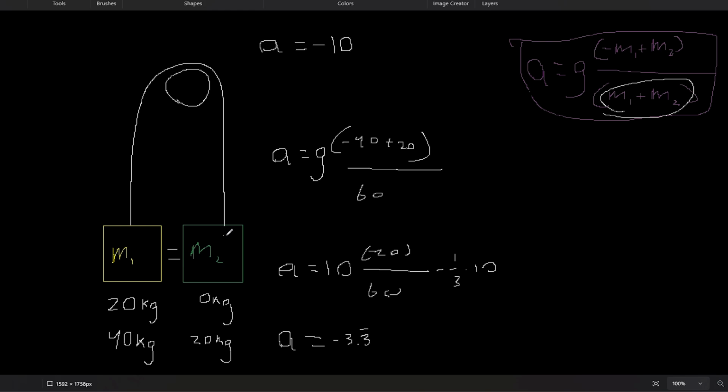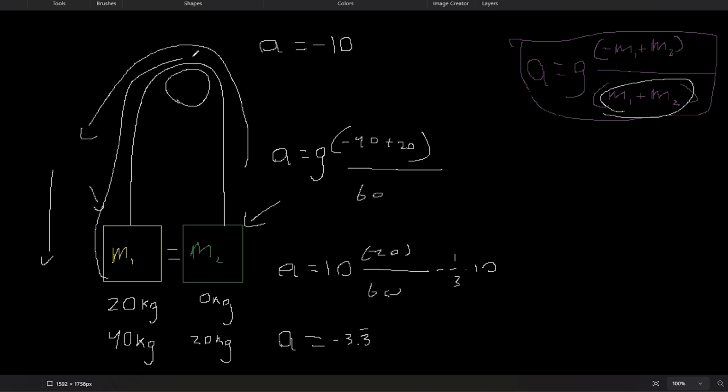Now this acceleration applies to m2 and m1. m2 has an acceleration of negative 3.3 repeating, and so does m1, all in this direction. And that's because they are part of the same system. It wouldn't make sense for m1 to start accelerating and m2 to stay where it is, because that would mean the string would have to snap. They're part of the same system, so they have the same acceleration.